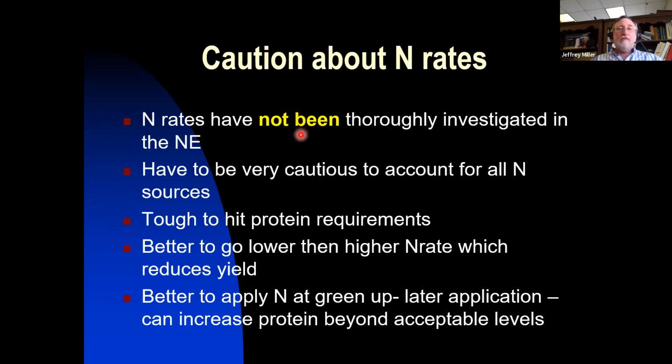So nitrogen rates have not been thoroughly investigated in the Northeast. So that tells you right away that you're going to be doing your own testing in your own fields and learning through the process. You have to be very cautious to account for all nitrogen sources. It's really tough to hit that protein requirement. It's better to go lower than higher.